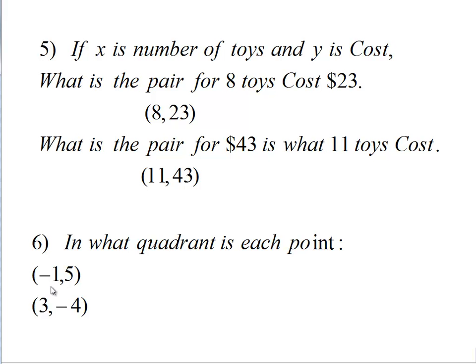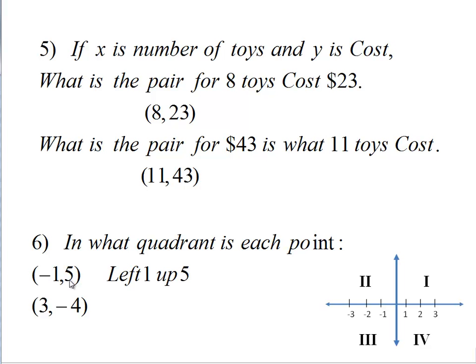Okay, which quadrant? Negative 1, 5. Okay, if we draw a little graph, first quadrant is on the upper right, second quadrant, third quadrant, fourth quadrant. Okay, negative 1 means I'm going to go left 1, and 5 is up and down, so I'm going to go up 5. So if I start at 0 and I go left 1, up 5, I'm over here in the second quadrant. Okay, 3 means right 3. First number is left and right. Second number is up and down, so it's right 3, down 4. So I'm going to go right 3 and then down, comes over here into the fourth quadrant.